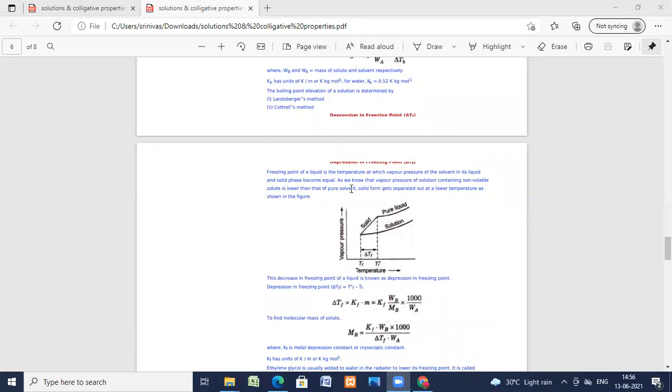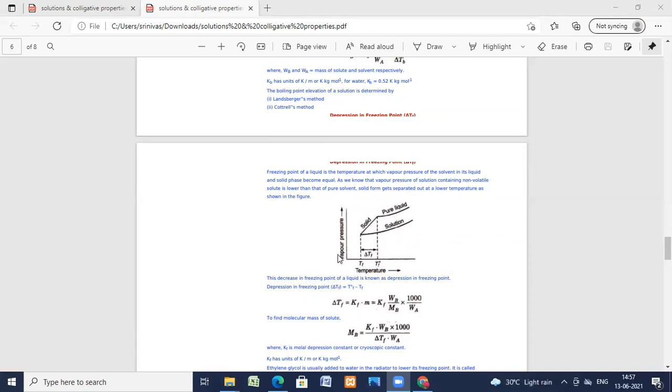is lower than that of the pure solvent. So I've told you, delta Tf is equal to T naught f minus Tf. The pure solvent freezing temperature is higher, and for the solution it gets decreased. As you add the solute, the freezing temperature still decreases. So the depression in freezing temperature, delta Tf, is T naught f minus Tf. The vapor pressure of a solution containing a non-volatile solute is lower than that of the pure solvent, and the solid form gets separated out at a lower temperature, as shown here.